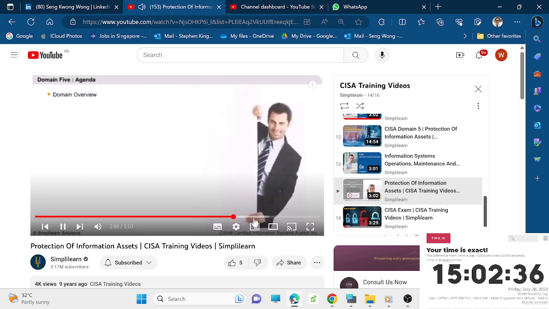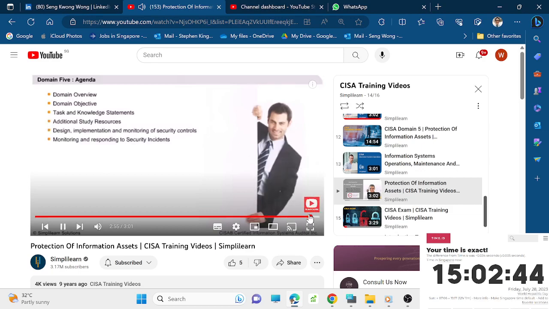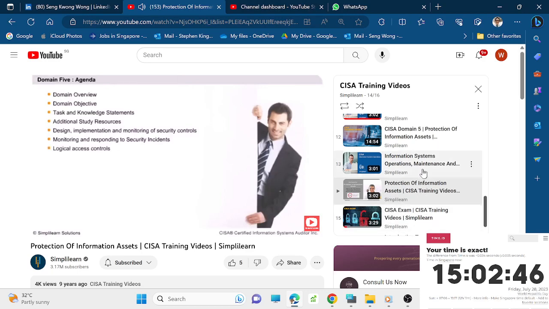To an overview of Domain 5, which in a nutshell, to facilitate, Domain 5 content begins with a look at incidents. We will then cover logical access controls.